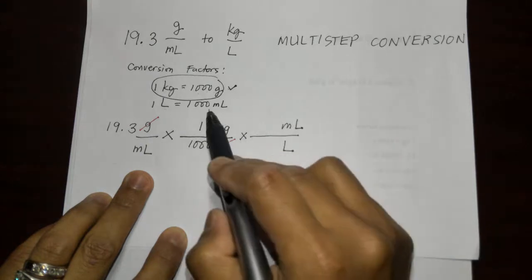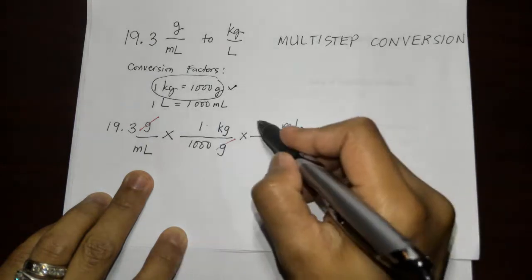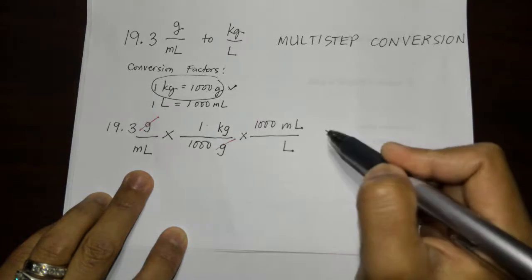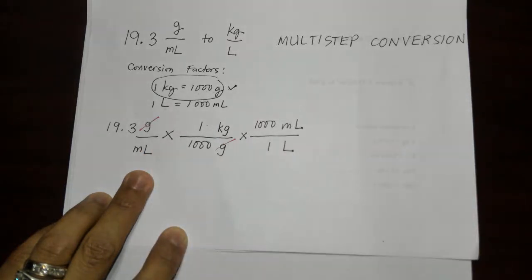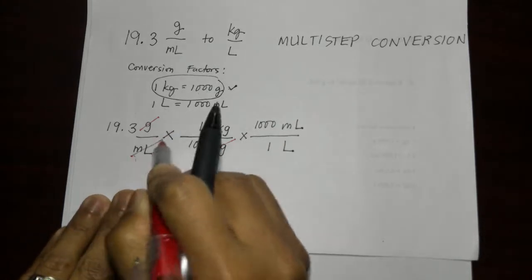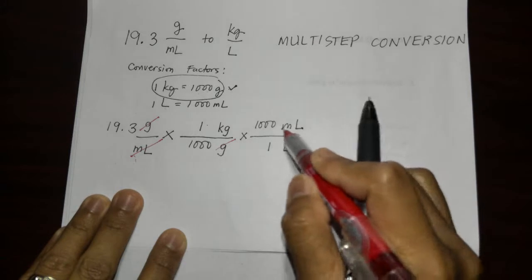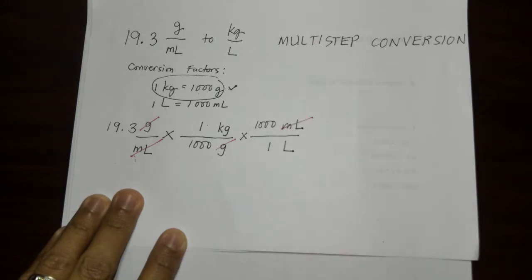And then I copy the values. My ml is 1000, so I have 1000 on top this time. And I have 1 liter, so 1 liter here. And then I cancel out my ml at the bottom and my ml on top here. Just the unit for now. Are you following this?